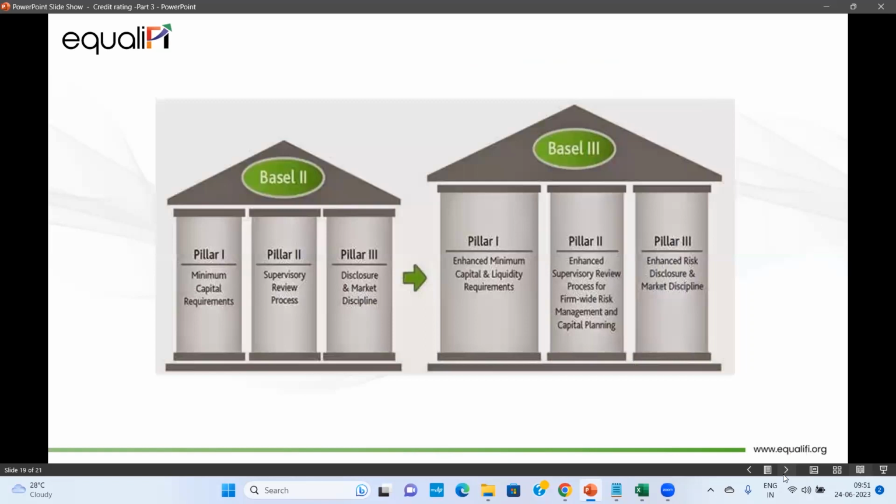These are very important. This is a comparison between Basel 2 and Basel 3. Basel 3 has enhanced minimum capital and liquidity requirements, enhanced supervisory process for firm-wide risk management and capital planning, and enhanced risk disclosure and market discipline.